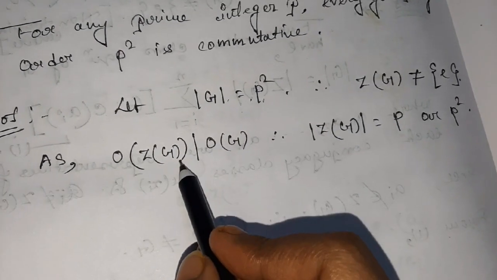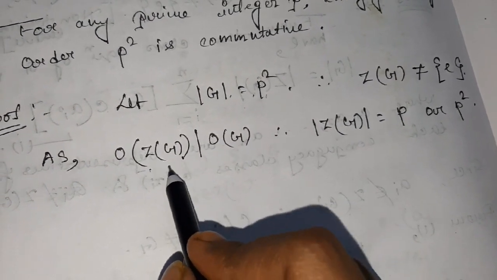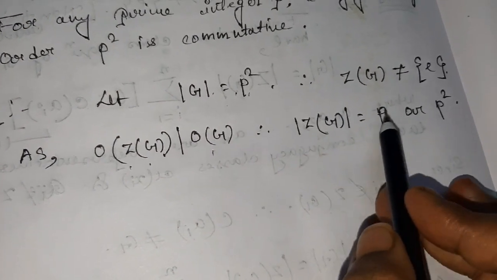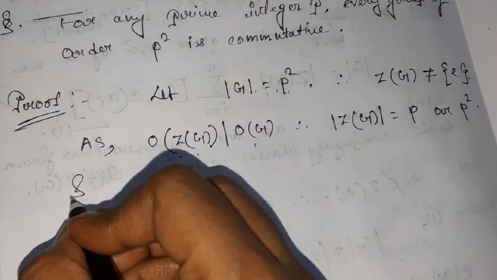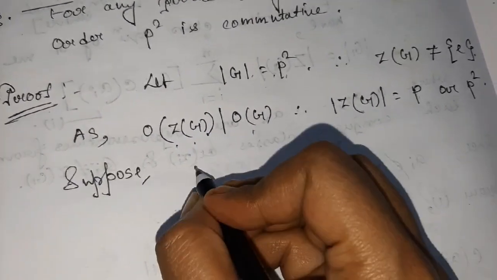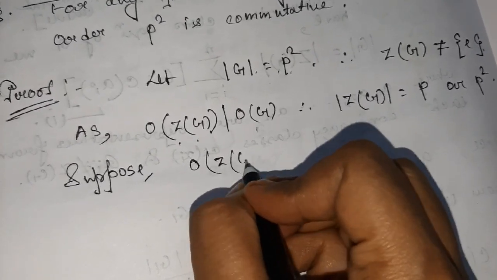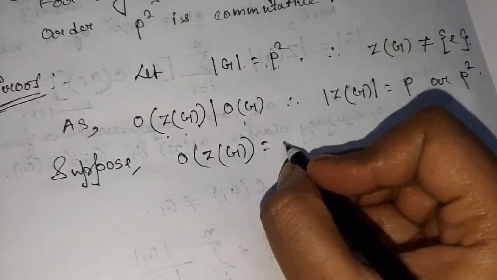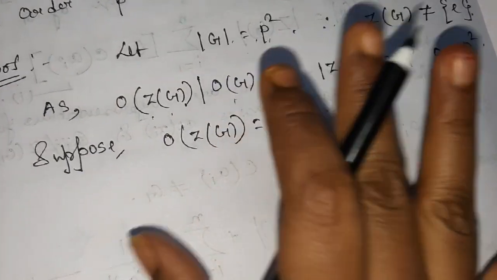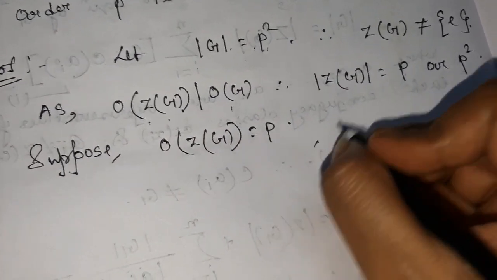Okay, as ZG is a subgroup, then definitely the order of ZG will be a divisor of the order of G. Thus, the order of ZG can be P or P square. So, suppose the order of ZG equals P. Okay, if the order of ZG equals P, then what will happen?